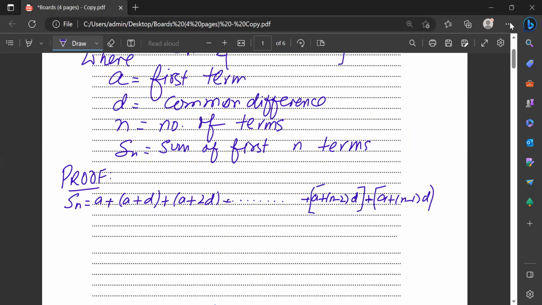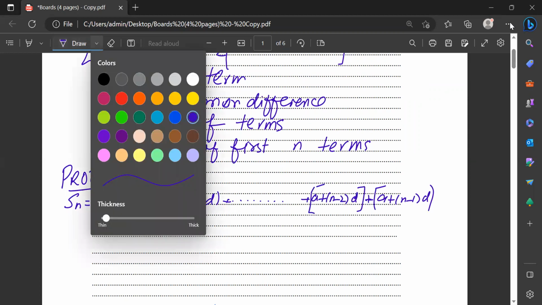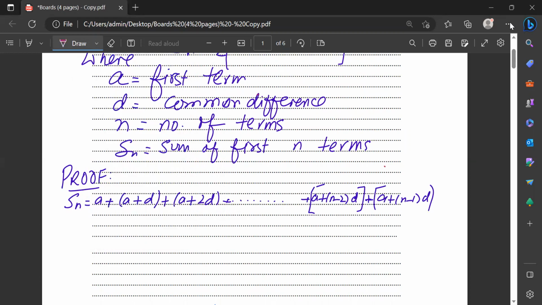Keep in mind that the last term is the nth term, and the question was to find the sum of n terms. First term is a, second term is a plus d, third term is a plus 2d, and so on. The last term is a plus n minus 1 into d. So you can mark this as 1.